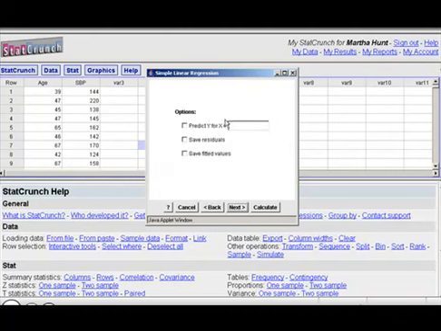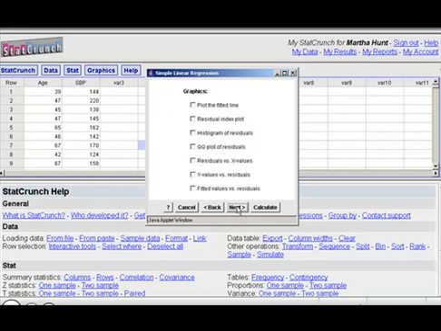If I would like to predict the systolic blood pressure of someone who is 30 years old, I can click that box. I always like to save both the residuals and the fitted values. And I always like to plot the fitted line.